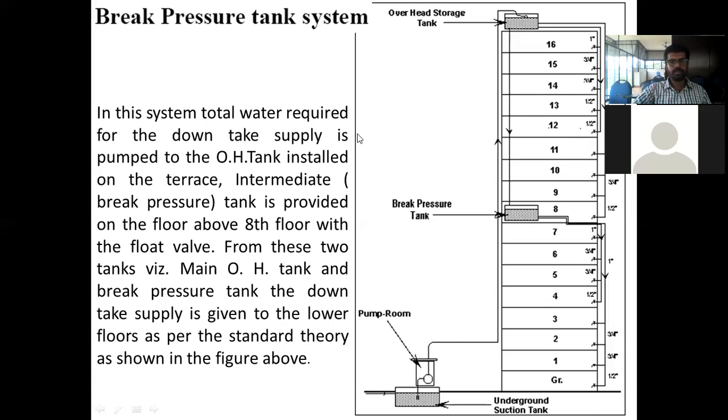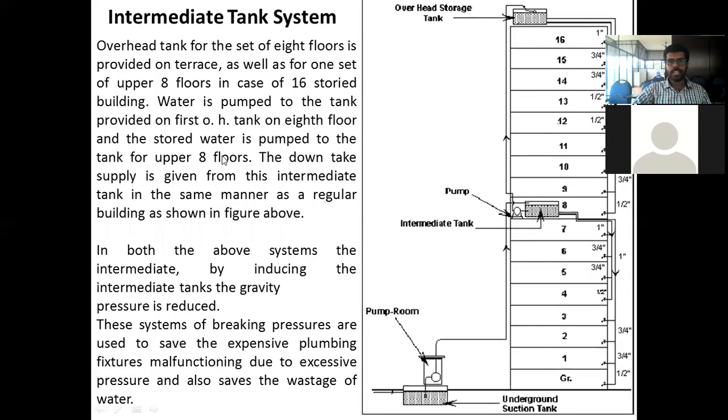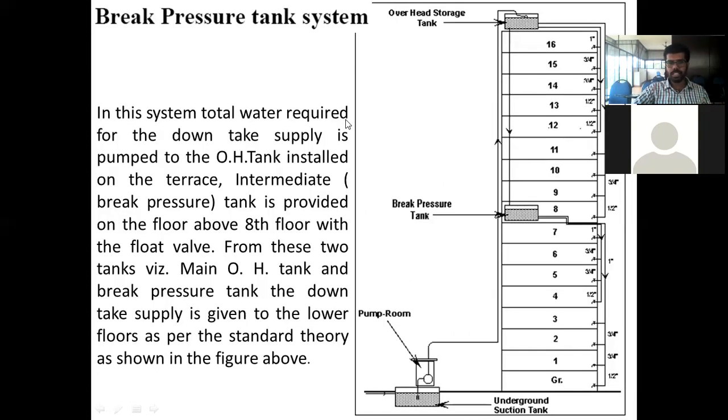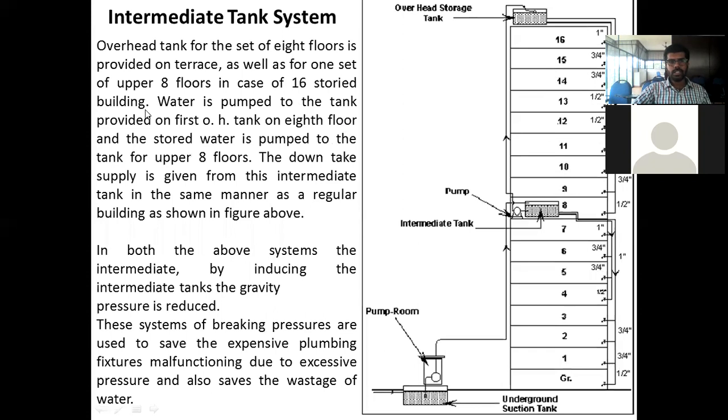Now, the final one, the intermittent tank. It is also similar to the brake pressure tank, but there is a small difference. So you can see here, this is the underground tank, and this is the pump room. From this, there is a pump, and it is directly pumped to this 8th floor. From the 8th floor, again we are using a small pump and giving to the overhead tank on the top floor. It was given to the tank, and by the help of gravity, it was reaching here.